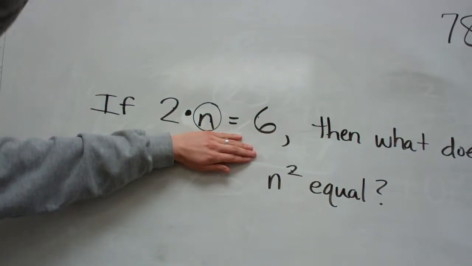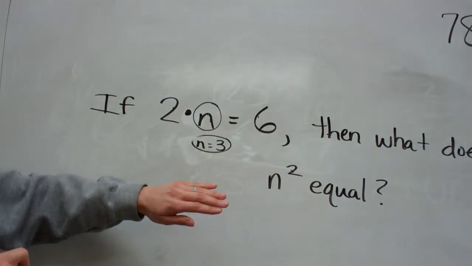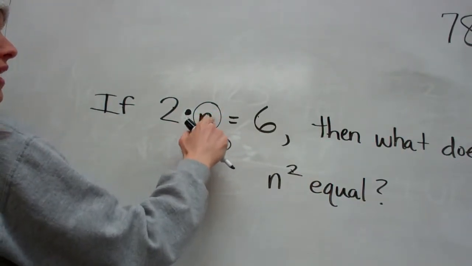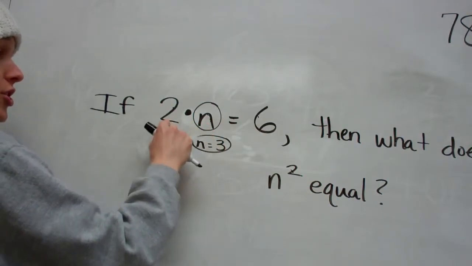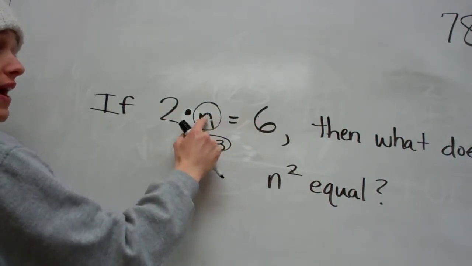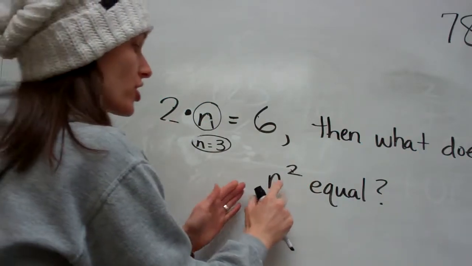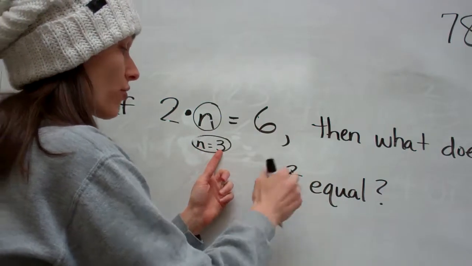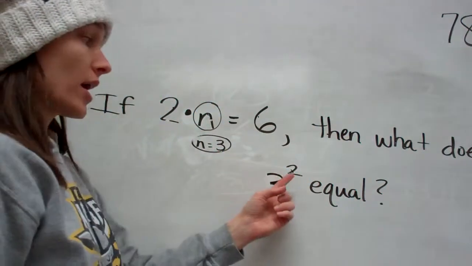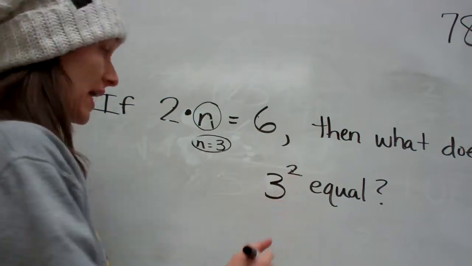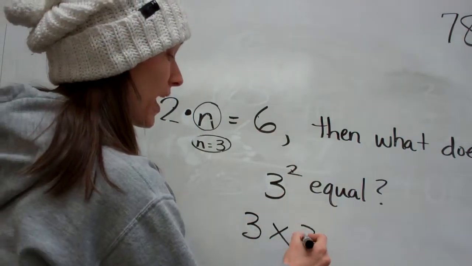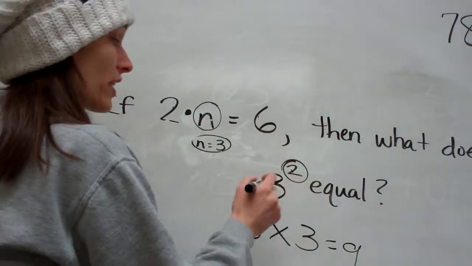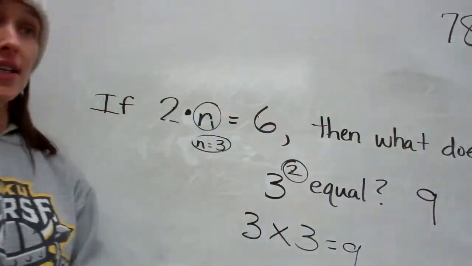Everybody feel like they got it? Sarah Kate. 6. Close. Wait, time out. If n is 3 right here, right? 2 times 3 is 6. We know we've got the n, right? Okay, so watch what I'm going to do. My n was a 3, so I'm going to put a 3 right there. And what does that mean? It means 3 multiplied 2 times, which equals 9. So the answer to this problem is 9.